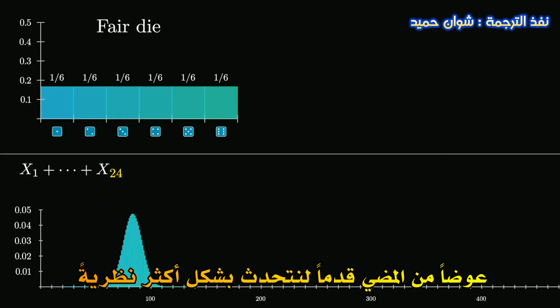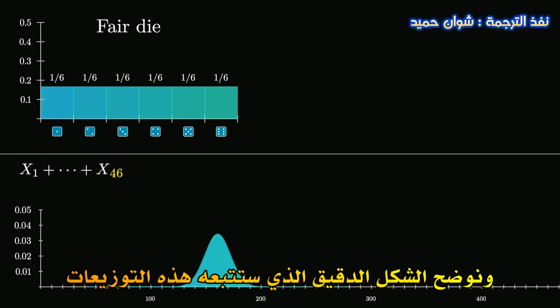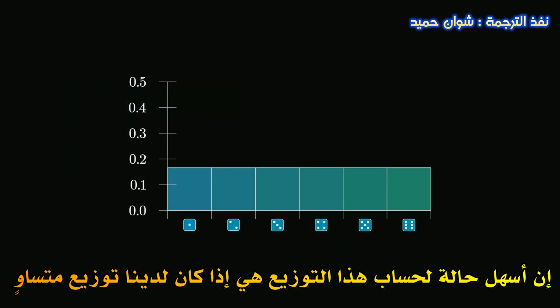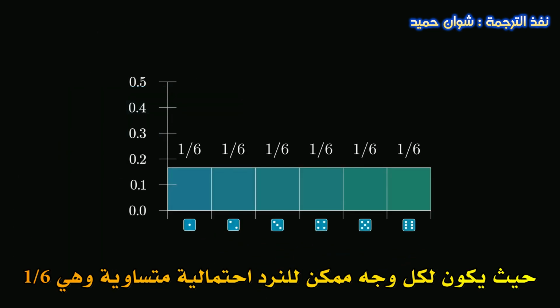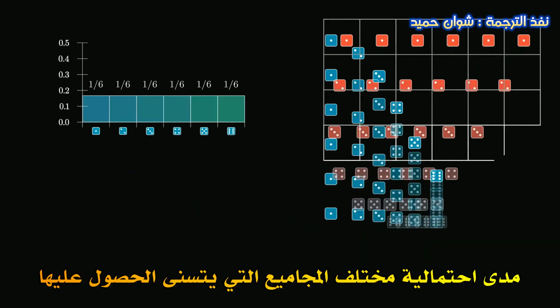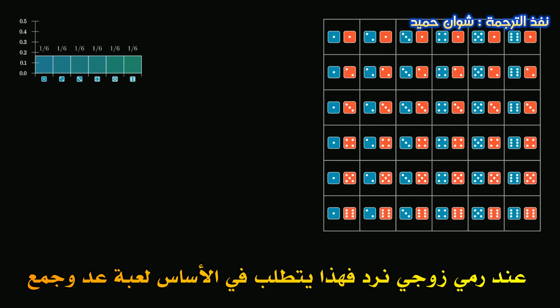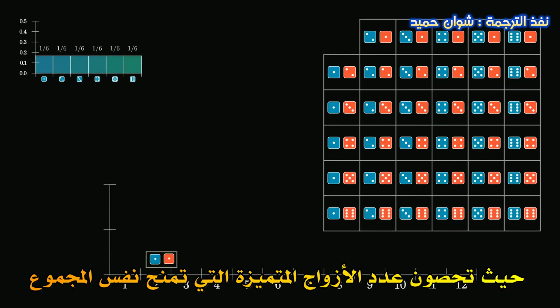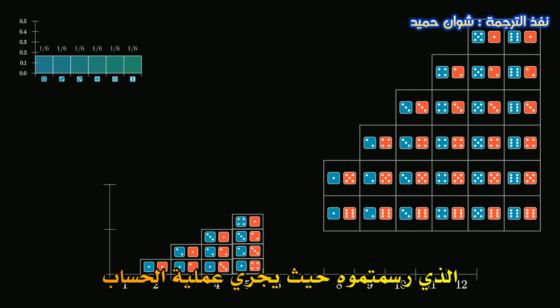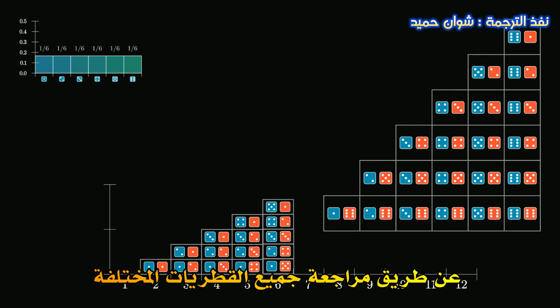Instead, moving forward, let's get a little more theoretical and show the precise shape that these distributions will take on in the long run. The easiest case to make this calculation is if we have a uniform distribution, where each possible face of the die has an equal probability, 1/6. For example, if you then want to know how likely different sums are for a pair of dice, it's essentially a counting game, where you count up how many distinct pairs take on the same sum, which in the diagram I've drawn, you can conveniently think about by going through all of the different diagonals.